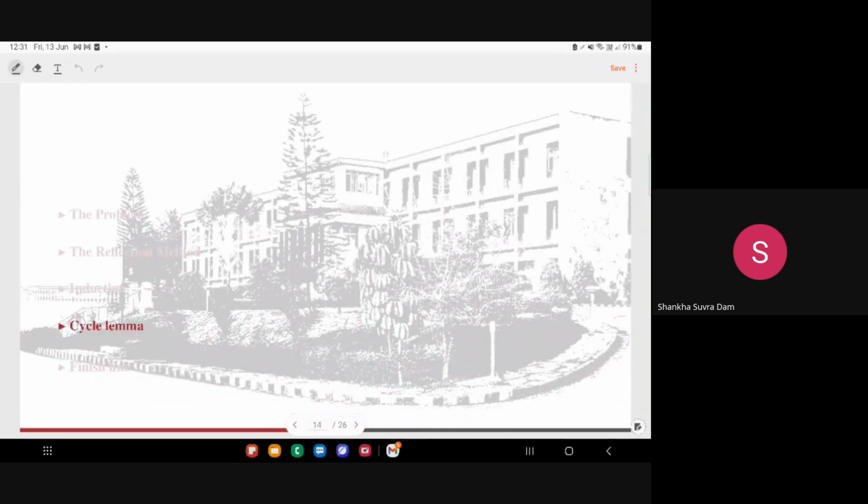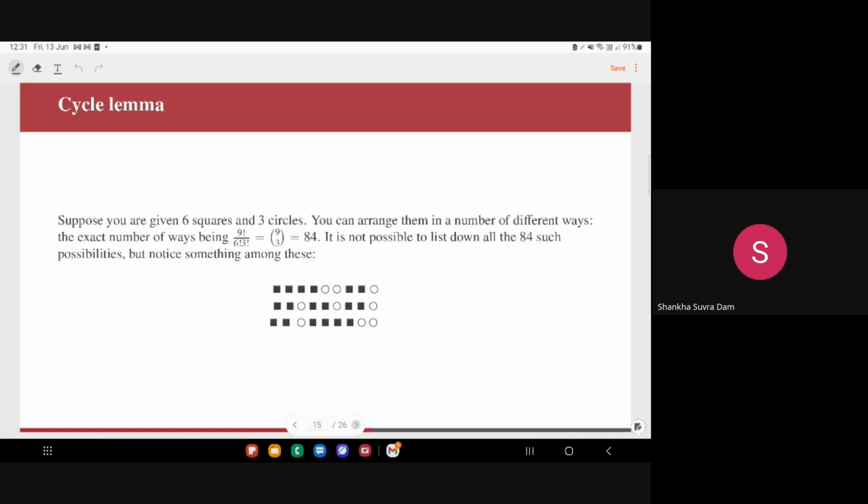So we come to the last proof of this problem using the cycle lemma. So what is the cycle lemma? Suppose you're given 6 squares and 3 circles, and you can arrange them in various different ways, but something is common between these 3 ways. The number of squares is always greater than the number of circles afterwards. Can you see it? Yeah, it's visible.